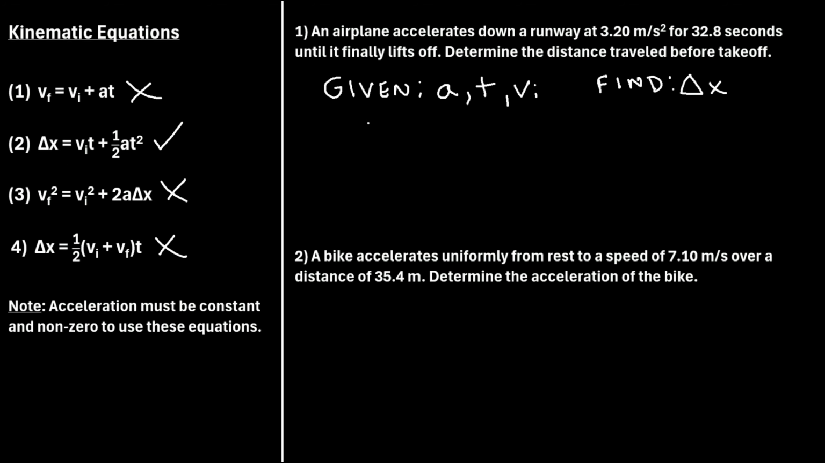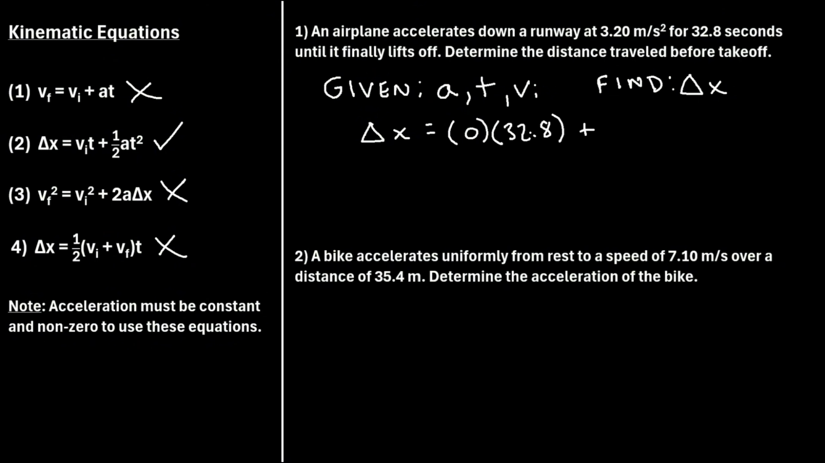So let's go ahead and write that down. We'll say the displacement of the plane is equal to the initial velocity times the time. Again, the initial velocity is going to be 0 in this case. The plane starts from rest. The time is 32.8 seconds.